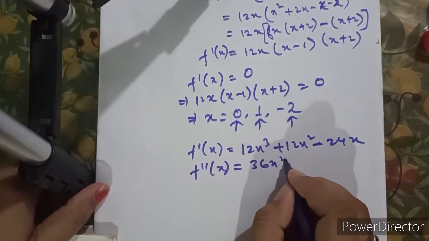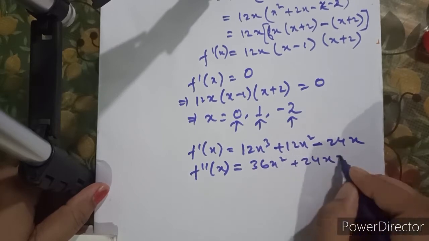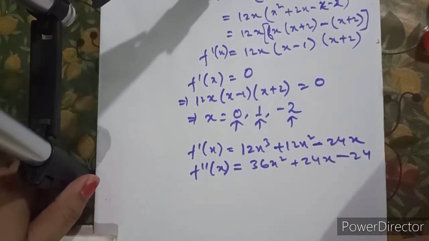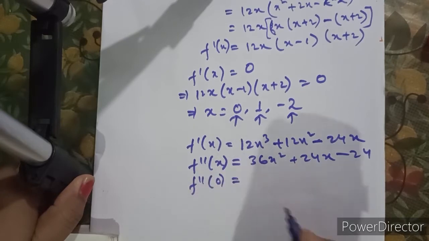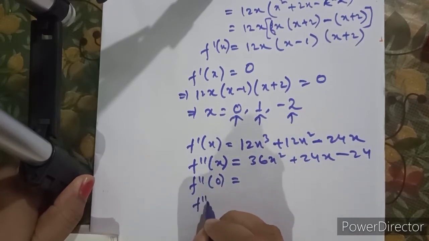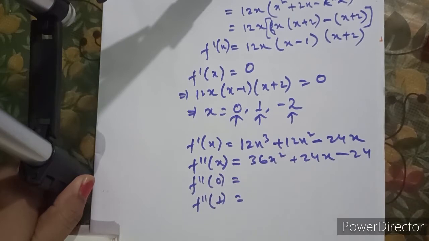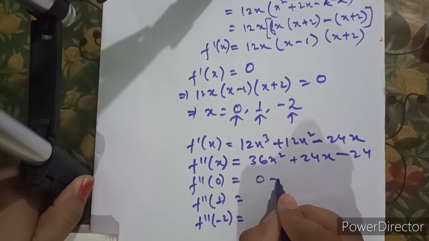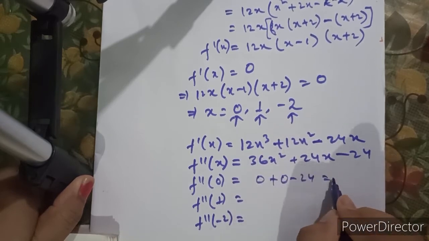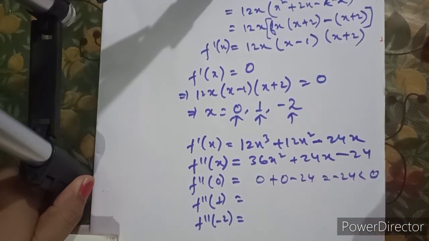So this will be 36x square plus 24x minus 24. What you have to do is first put 0 and check it. Next you put the value 1. Then you put the value minus 2. If you put 0 here, 0 plus 0 minus 24, that means minus 24, which is less than 0.